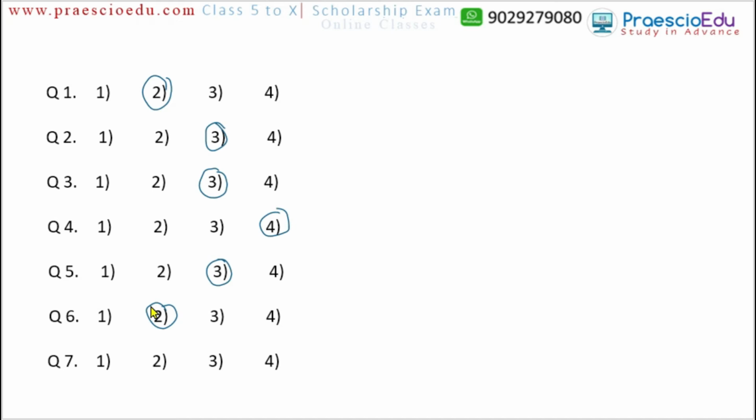Now 3 means a triangle should be there, and inside there was 1, 2, and now 3 lines should be there. Inside 3 lines means options number 3 and 4 are possible. But out of those, you see the lines should come from all the vertices. So option number 4 should be perfectly matching with our series.